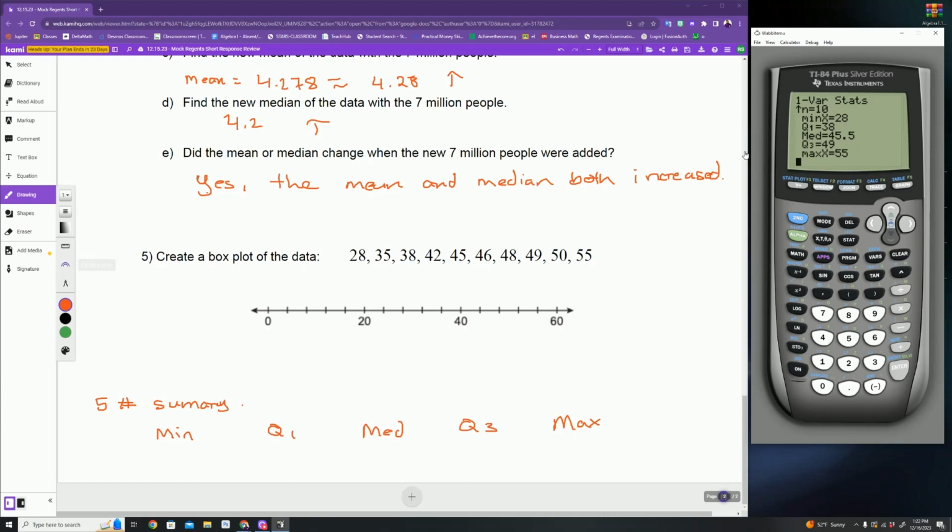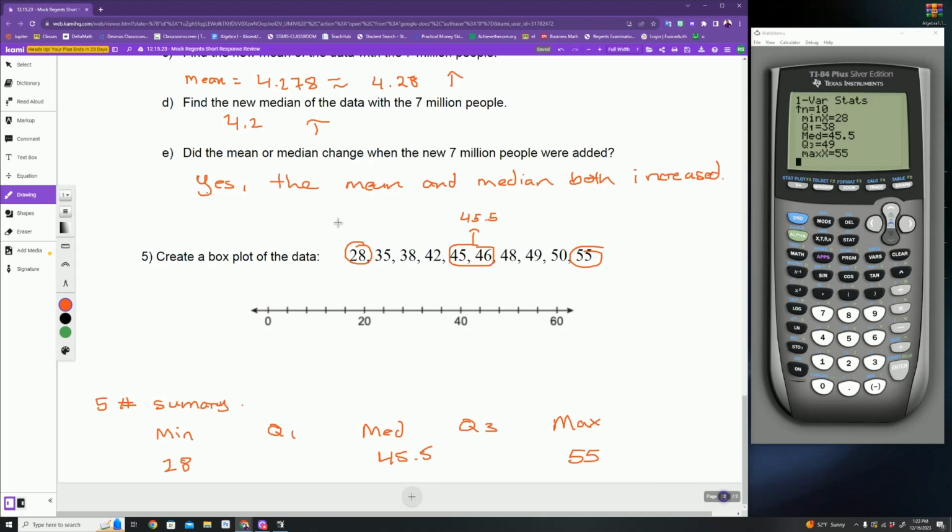The minimum value, which we can see here is the smallest value, is 28. The maximum value is 55. The median value, since it's an even amount of numbers, is between here and here, was 45.5. And that's right here. 45.5.